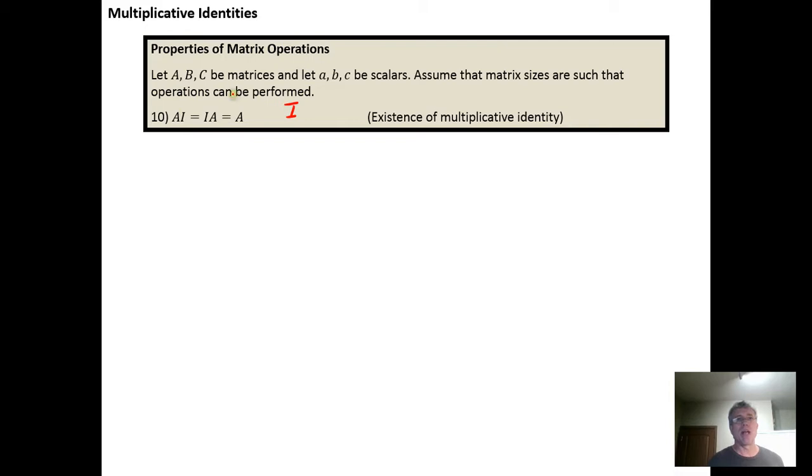So the identity matrix for multiplication is always going to be a square matrix. It's always going to be a diagonal matrix. So remember, a diagonal matrix has zeros on all element positions except the main diagonal. So it's going to be a diagonal matrix with ones on the main diagonal.